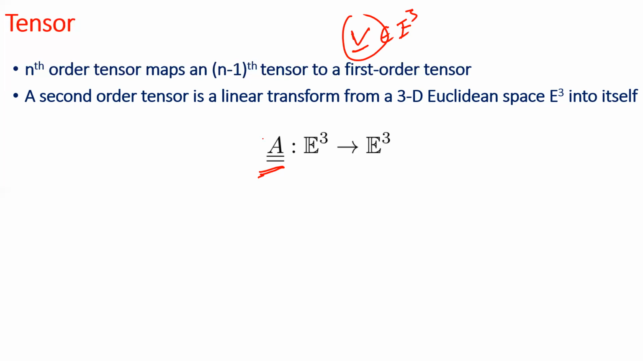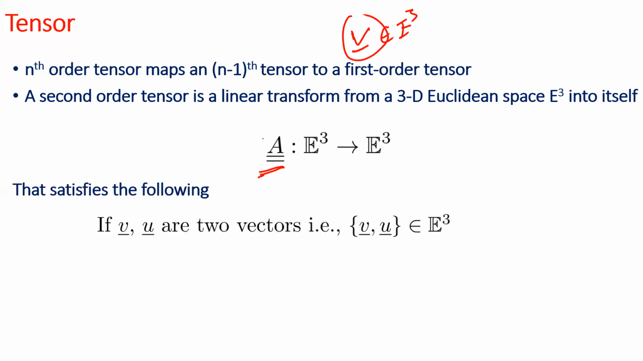And what does this linear transform mean? Linear transform basically means the following. If v and u are two vectors which belong to E3, then essentially A is taking some vector v and giving out another vector. That's what we are saying. It is mapping from a 3D Euclidean space to the same 3D Euclidean space. It takes a vector as an input and the output is another vector. So that is what this statement means.